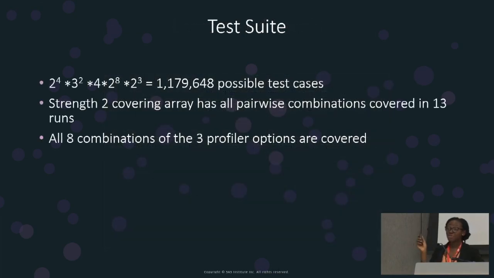So, given those factors that I showed in the previous slide, if we look at all possible combinations of the levels of those factors, we have over 1 million possible test cases. Now, I don't have sufficient time and resources to be able to do all of that. However, a strength 2 covering array has all pairwise combinations of these factors covered in 13 runs. And all 8 combinations of the profiler inputs are accounted for in this test suite.